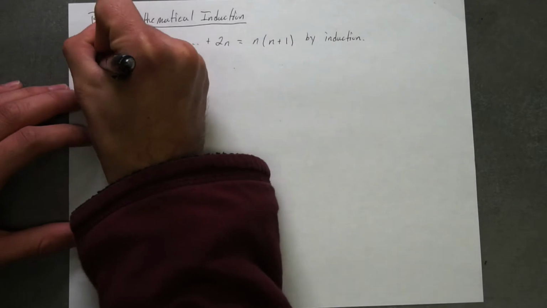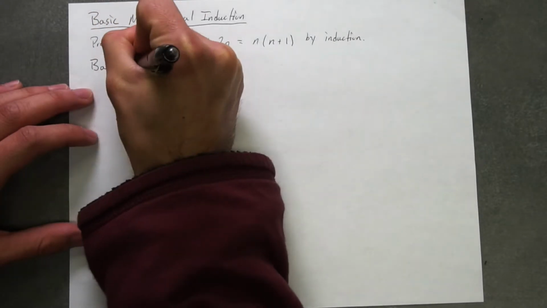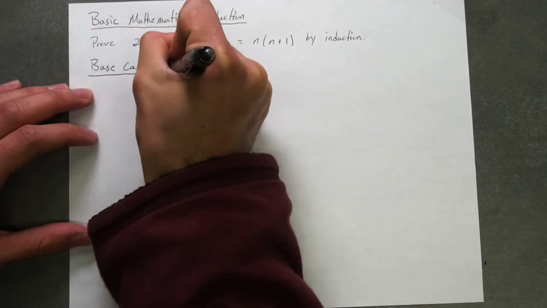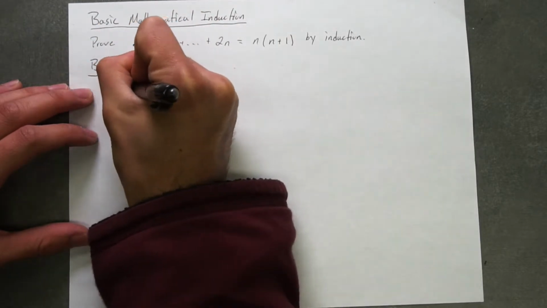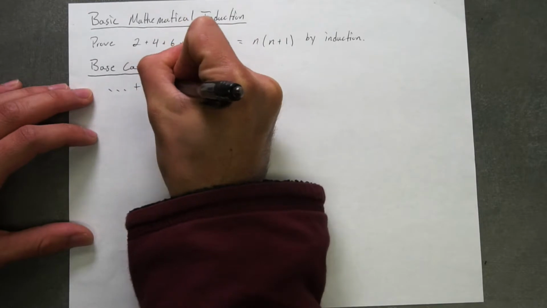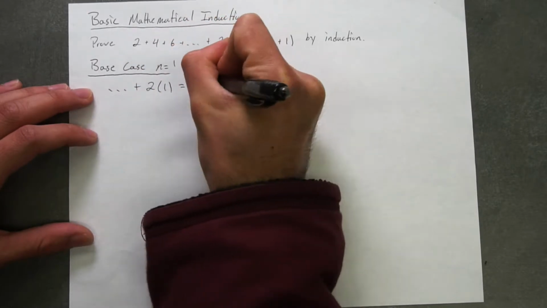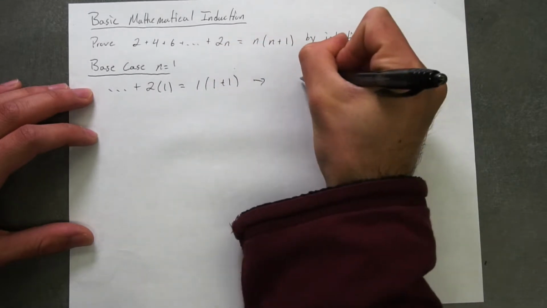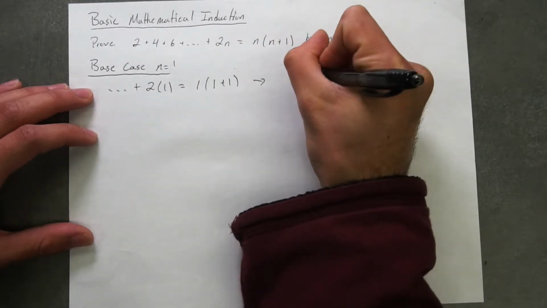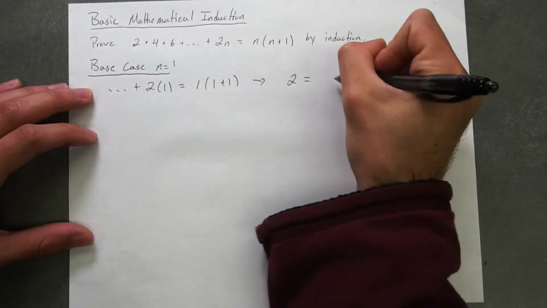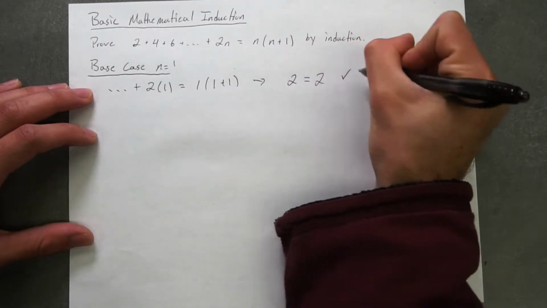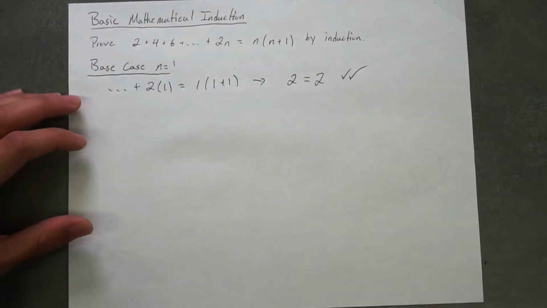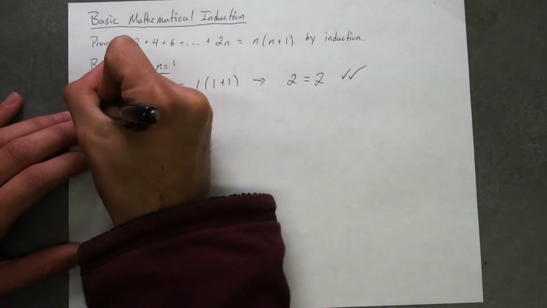So for the base case, n is equal to 1, and we have dot dot dot plus 2 times 1 is equal to 1 times 1 plus 1. And so you can see this base case is true. We have 2 is equal to 2. So the base case is true. Now we can move on to the induction hypothesis.